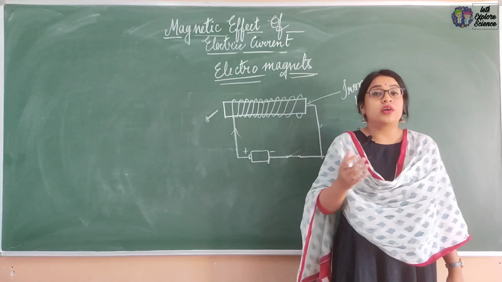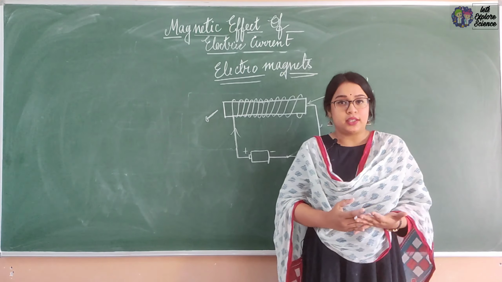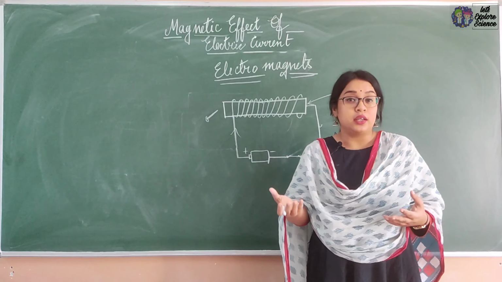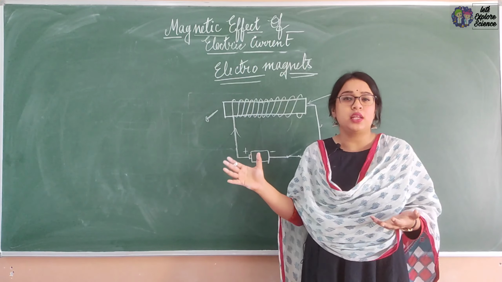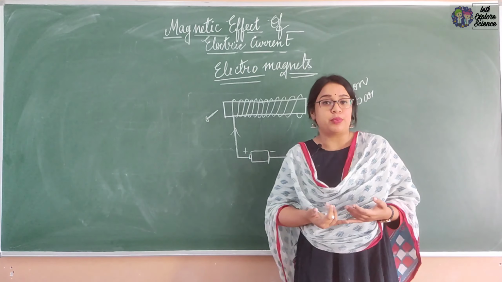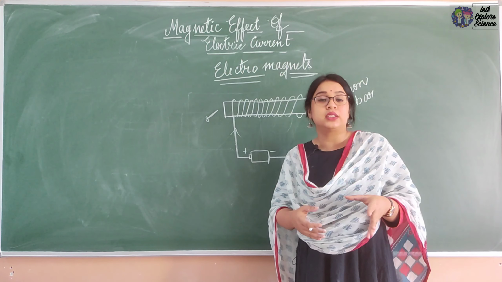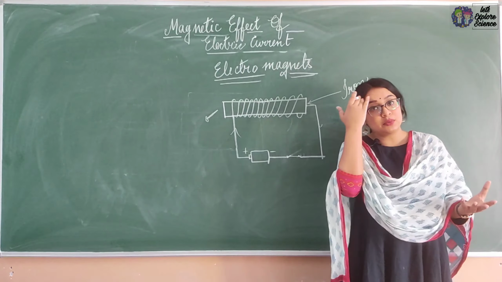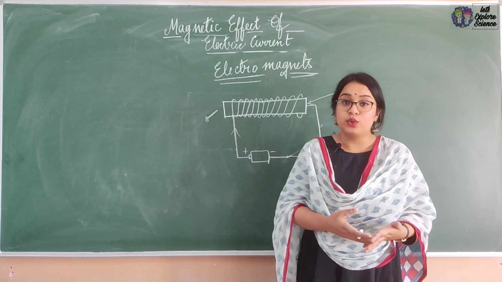Now, what are the uses? Meaning, where are these electromagnets used? Electromagnets are used in toys, in cranes, in electric bells, in television, in mobile phones, and in many electronic devices. Moreover, these electromagnets are used to separate magnetic material from non-magnetic material. Again, what are magnetic materials? Materials made up of iron, nickel and cobalt. From a heap of garbage, if you want to separate them, that also you can do.